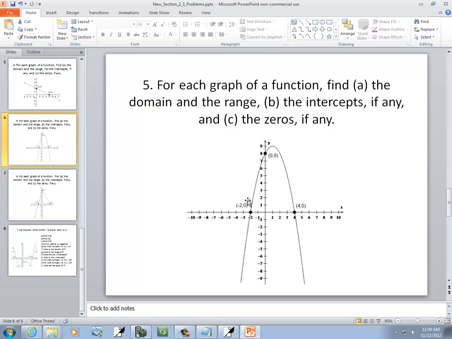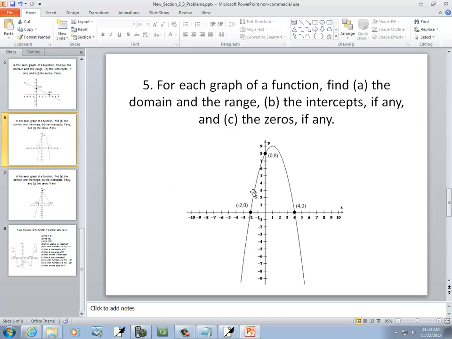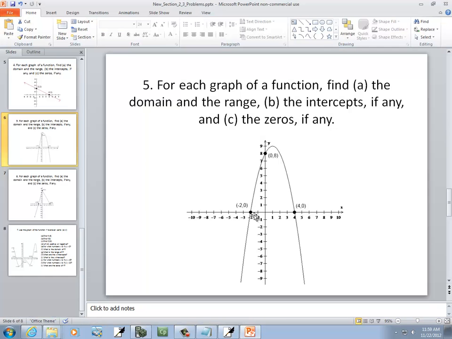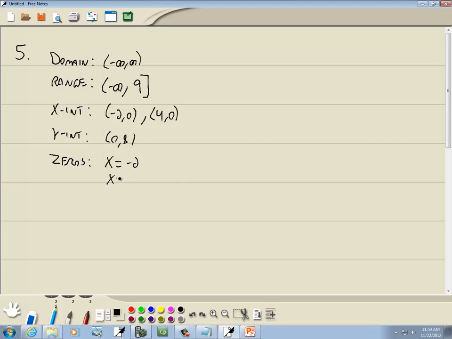The intercepts. The x-intercept is where it touches or crosses the x-axis, which is (-2, 0) and (4, 0). Now y-intercept is where it touches or crosses the y-axis, which is up here, which is (0, 8). And our zeros is where it touches or crosses the x-axis, which is -2 and 4. So we'll have x equals -2 and x is equal to 4.